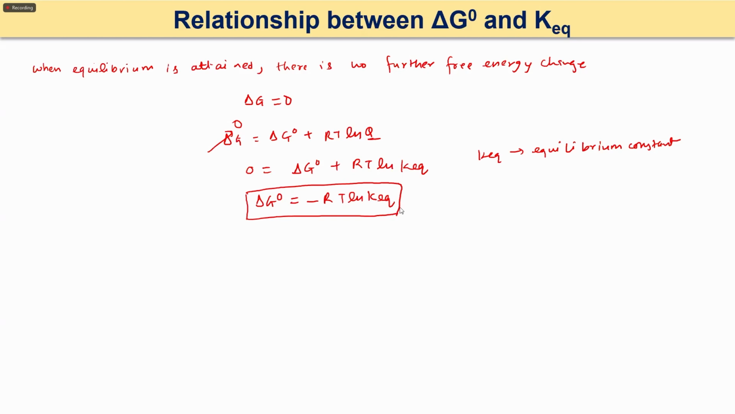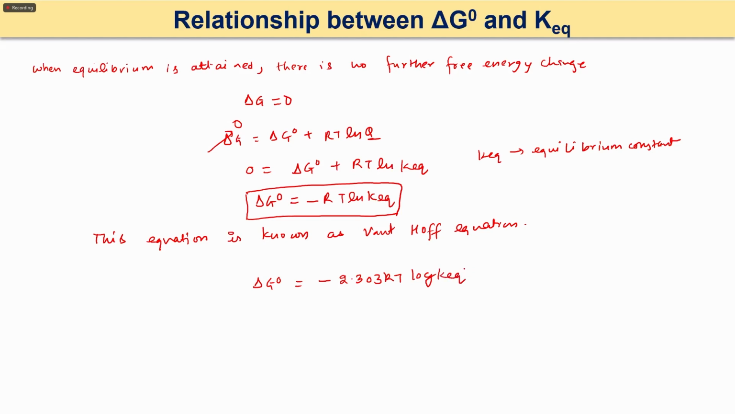This equation is also known as the Van't Hoff equation. If you change ln into log, it becomes delta G naught is equal to minus 2.303 RT log K equilibrium. And we also know that delta G naught is equal to delta H naught minus T delta S naught.